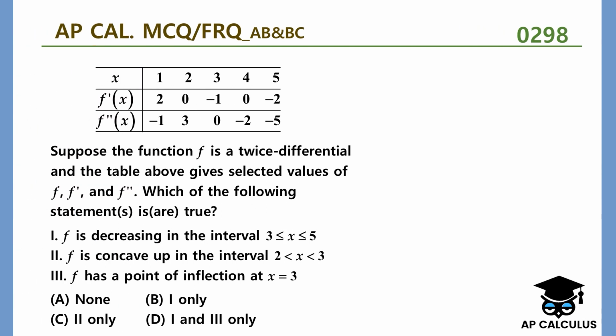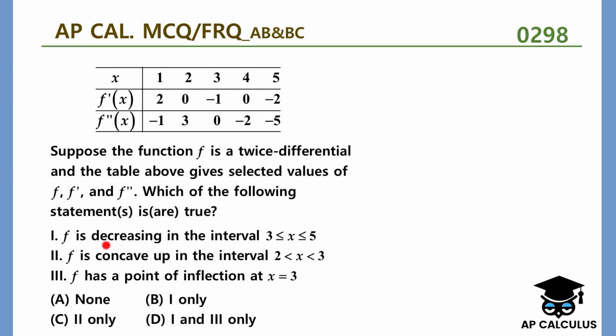Question 298. Suppose the function f is twice differentiable and the table above gives the selected values of f, f prime, and f double prime. Which of the following statements is true? Okay, we have 3 statements to think about. First one says f is decreasing in this interval, concave up in this interval, and a point of inflection at x equal 3, right?